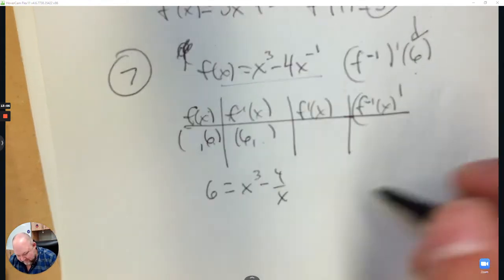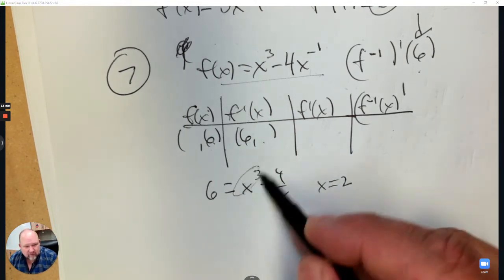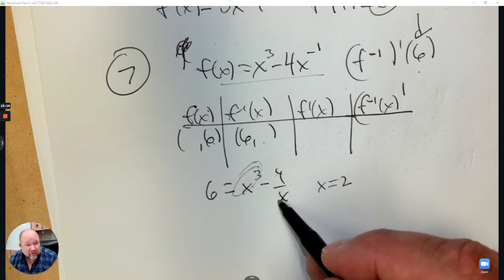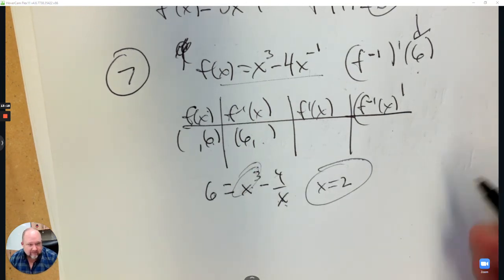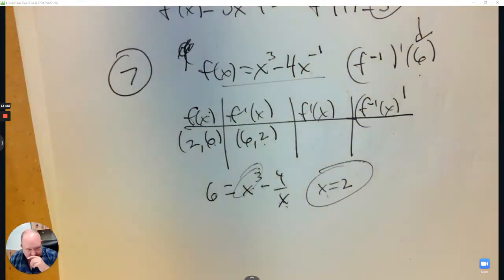If I was going to guess this, the number I would guess is x equals 2. So 2 cubed is 8. 4 divided by 2 is 2, and it works. It's 8 take away 2, which is 6. You could also use your calculator to do it. So that means the missing number there is 2.